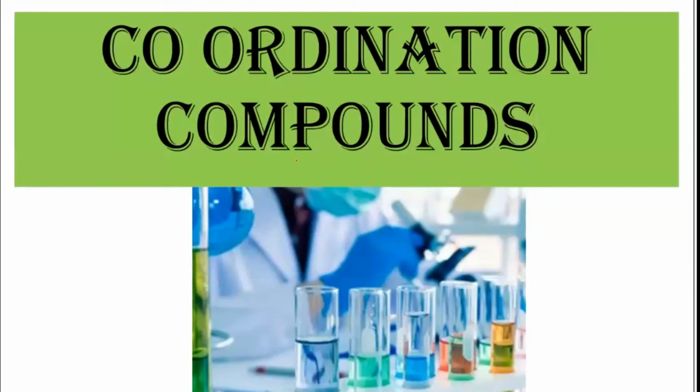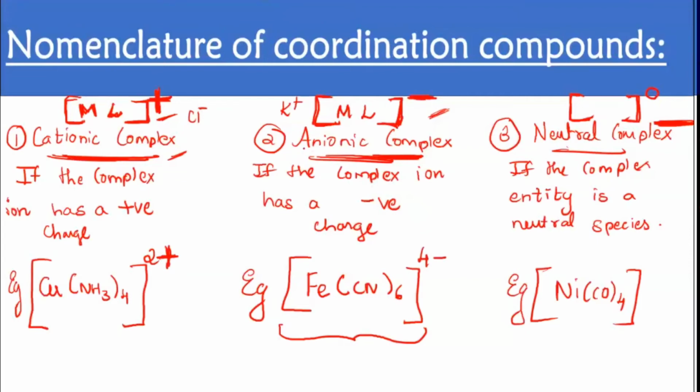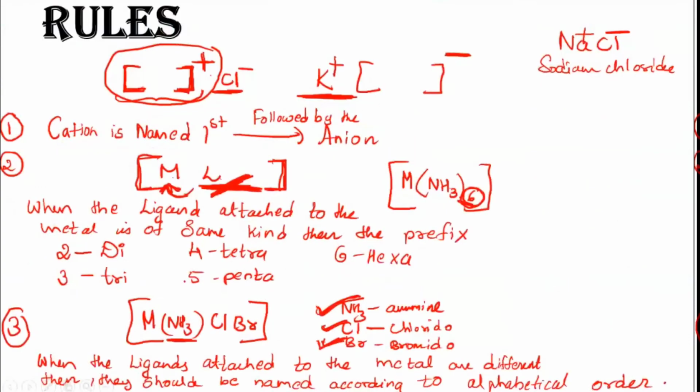So listen properly, because naming of the compound is important. If you don't know the name, then there is no point in learning about the complexes. So if you remember, when I told you we are going to start with the nomenclature, we will be coming across three kinds of compound. You will come across three different kinds of complexes.